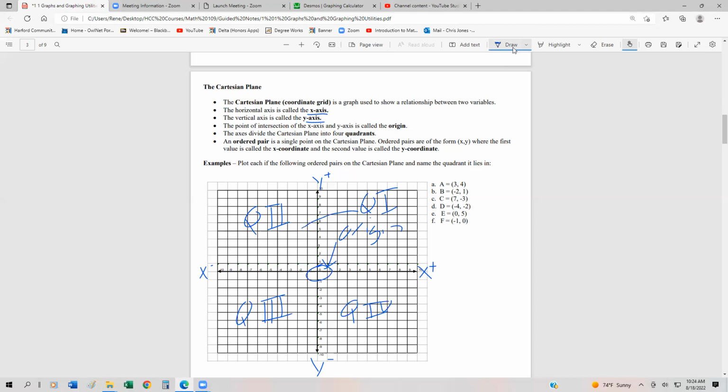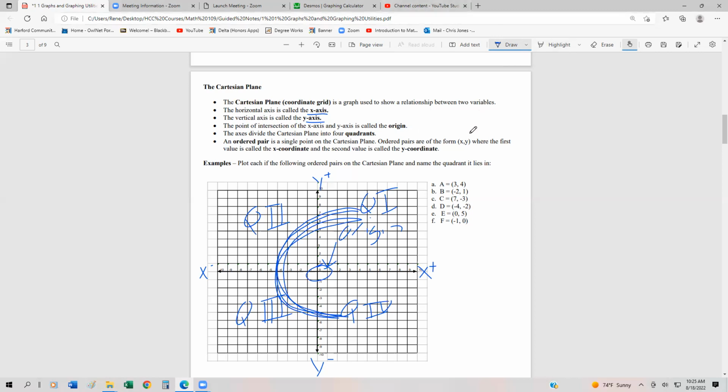And if you think of counterclockwise, that's a way to remember which quadrant is which, as long as you remember that the upper right hand is quadrant 1, and then you just make a C, like this C for counterclockwise, and that'll remind you as to which quadrant is which.